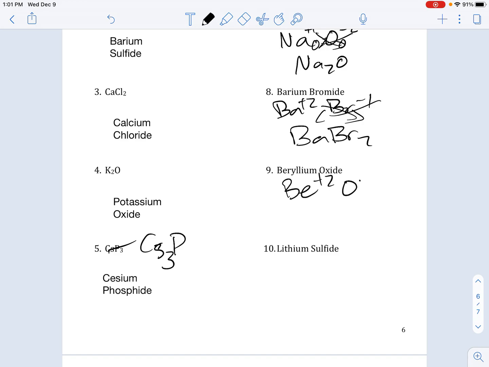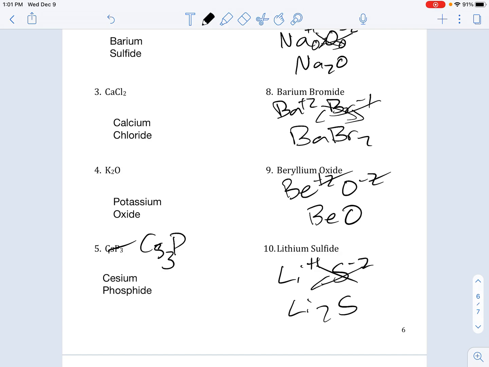Beryllium is Be, that's a plus 2. Oxygen is minus 2. Like charges cancel. I don't even have to crisscross. I just get BeO. Lithium is a plus 1. Sulfur is a minus 2. I get Li2S.